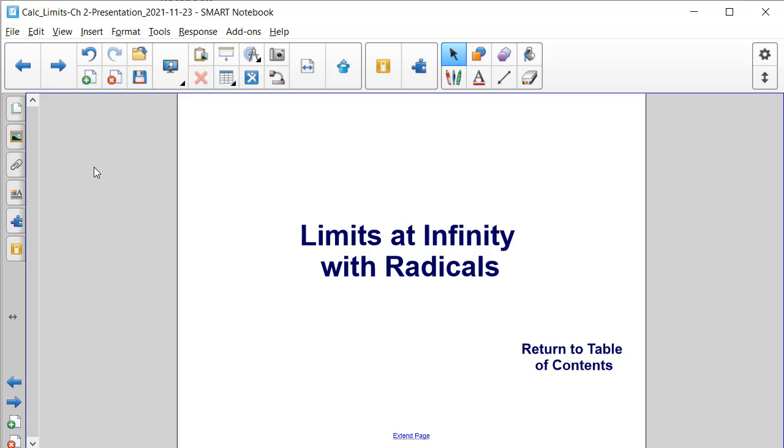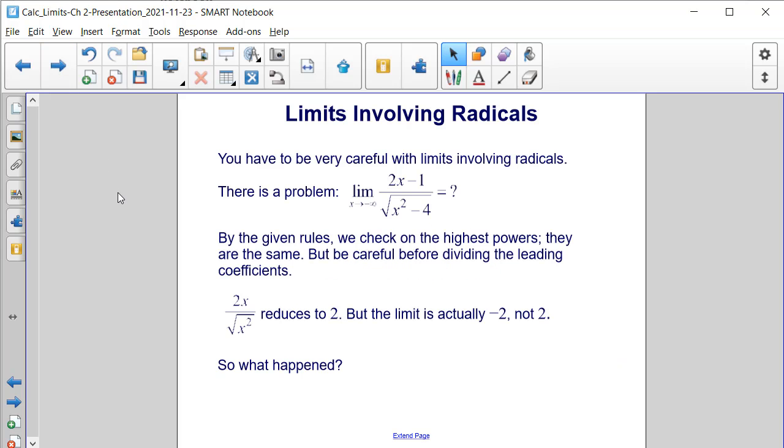Limits at infinity with radicals. You have to be very careful with limits involving radicals because there's a problem. The limit of (2x minus 1) divided by the square root of the quantity x squared minus 4, as x approaches negative infinity, is equal to what value?